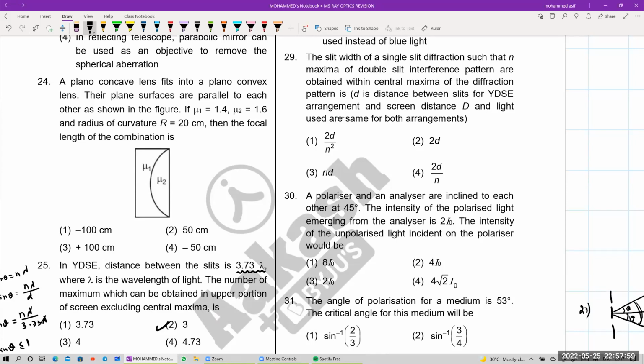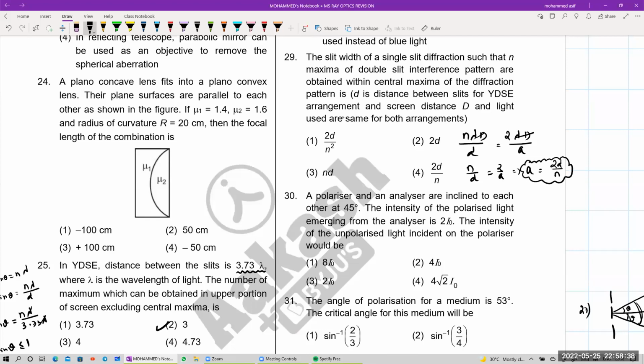D is distance between the slits for YDSE arrangement and screen capital D, and the light used are same for both the arrangement. तो यहाँ पर अगर हम लोग लिख सकते हैं बेसिकली n lambda into capital D divided by small d will be equal to 2 lambda into capital D divided by a, तो इसमें से मैं n by d लिख सकता हूँ क्योंकि lambda D gets cancel, that is equals to 2 divided by a, यानी इसमें से a की वैल्यू बन जाएगी a is equals to 2d divided by n, a की वैल्यू हो गई 2d divided by n.